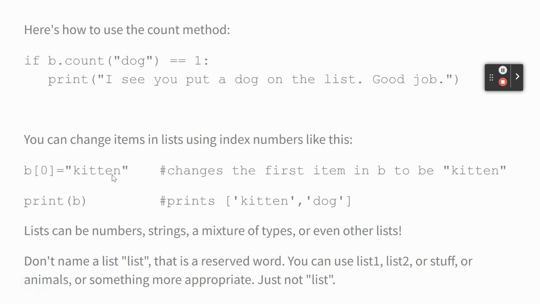So like I said before, lists can be numbers, strings, or a mixture of things. I think we have one more slide after this, but please don't name your list list. List is kind of a special word in Python, so you can call it list1, or if you're making a list of animals, you can call it animals, or you could call it X or AA or whatever, but just not list, please.